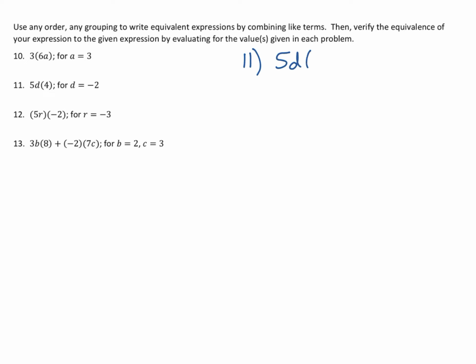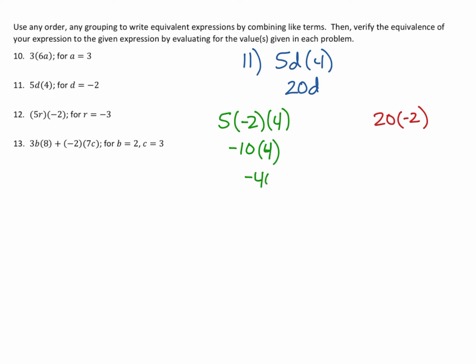11. 5d times 4. 5 times 4 is 20, so the answer should be 20d. Evaluating the first when d equals -2, and then the second when d equals -2. 5 times -2 is -10, and -10 times 4 is -40. 20 times -2 is -40. These are equivalent to each other, so 5d times 4 is equal to 20d.